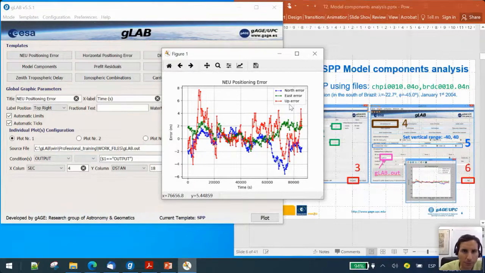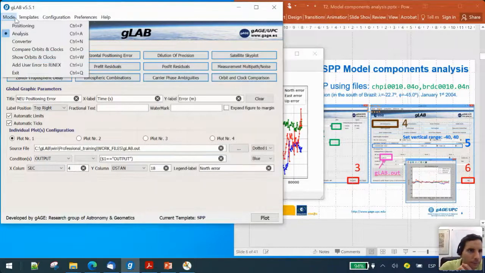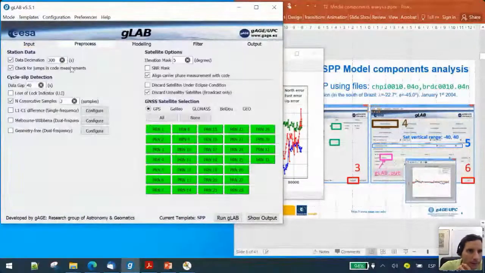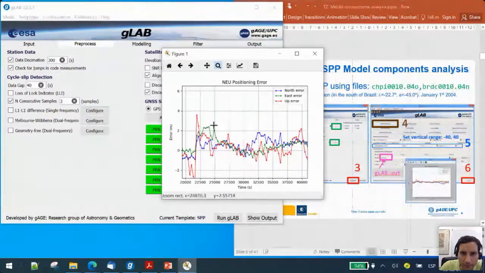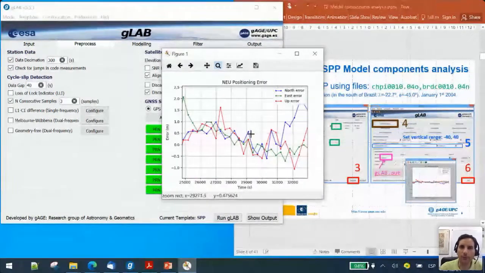Then we can see that we have these 86,400 seconds, the 24 hours of data, and then we have, for every, let me check, every 300 seconds, so every 5 minutes, all of these points are separated 5 minutes, 300 seconds. We have an estimation, and we have an estimation of the positioning error.